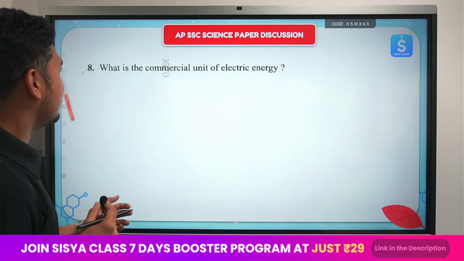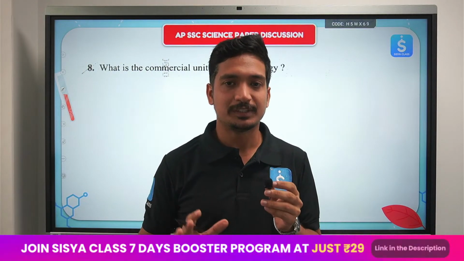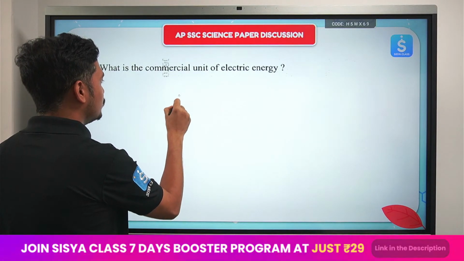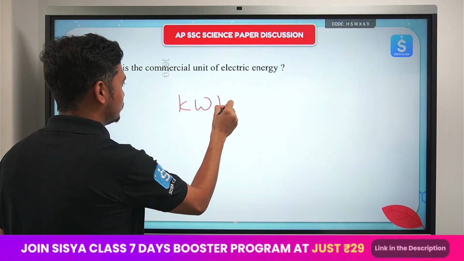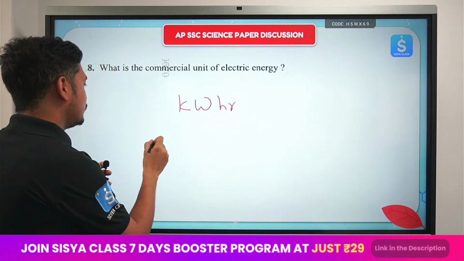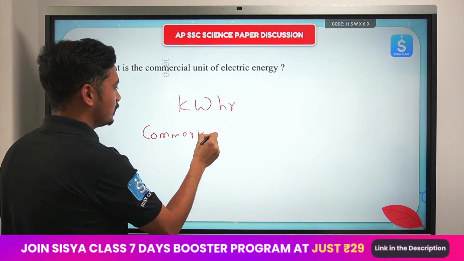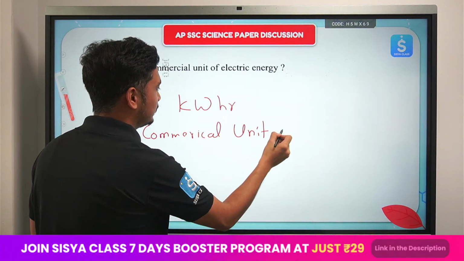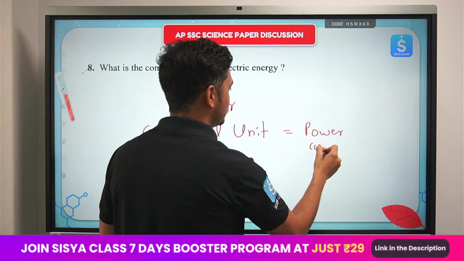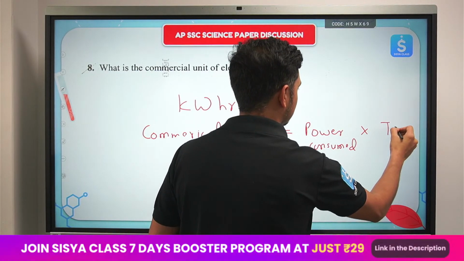Moving ahead. Then the next question is, what is the commercial unit of electric power? Okay, again one of the easiest questions. If we talk about power, we have the unit kilowatt hour. The commercial unit of power is kilowatt hour. And if you look at the formula, the commercial unit is equal to the power which is consumed, multiplied by the time it is consumed.